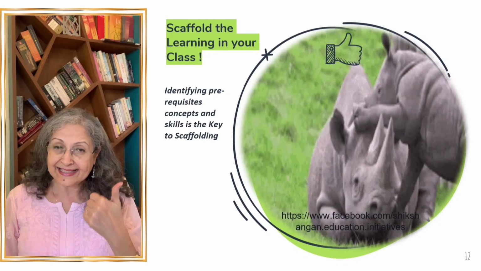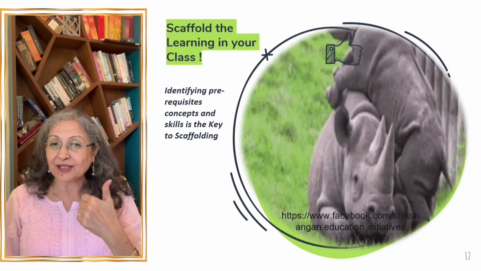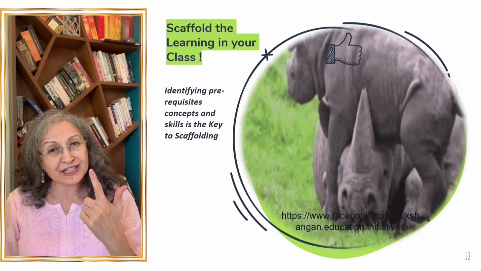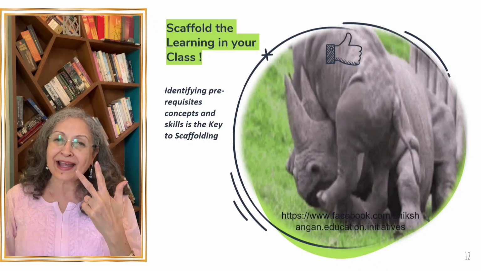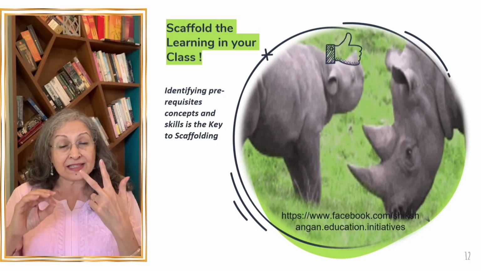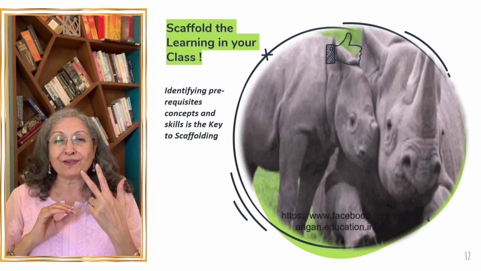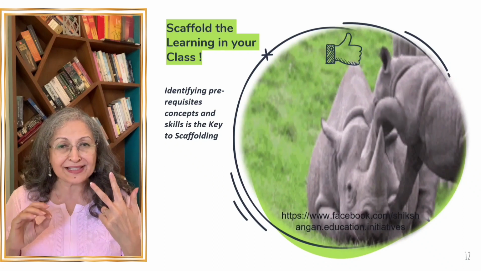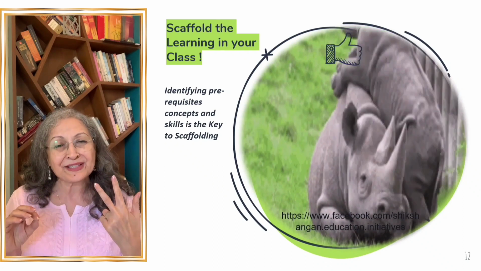Number one, identify what is the relevant background knowledge. Number two, prepare scaffolding devices. Number three, also have some scaffolding strategies in practice. This is a great learning that we have got from Vygotsky's zone of proximal development. We're calling it scaffolding today.